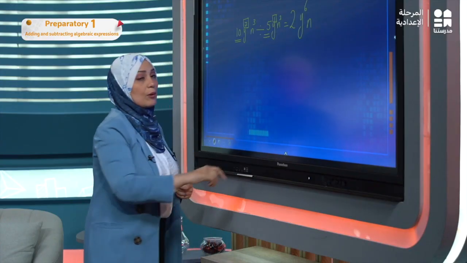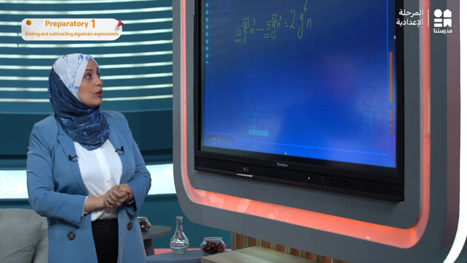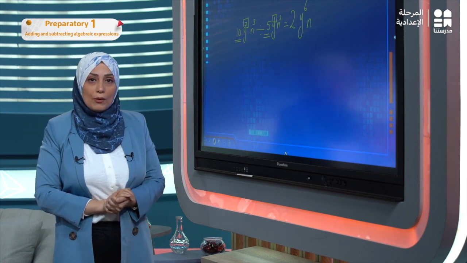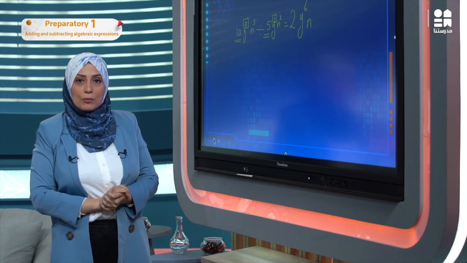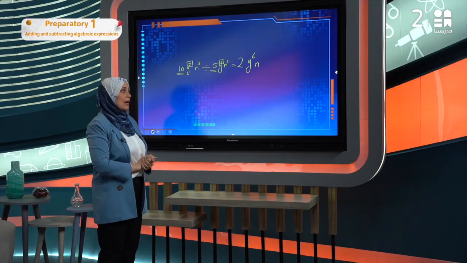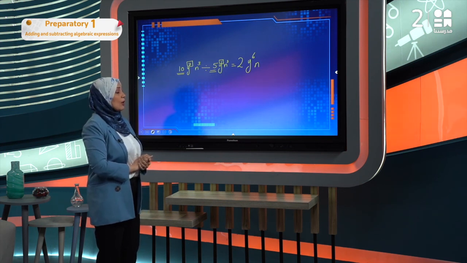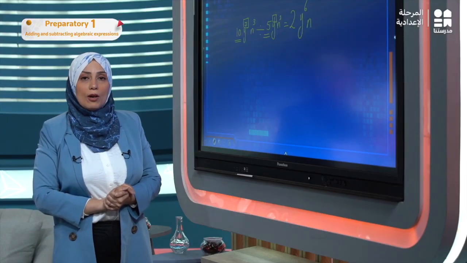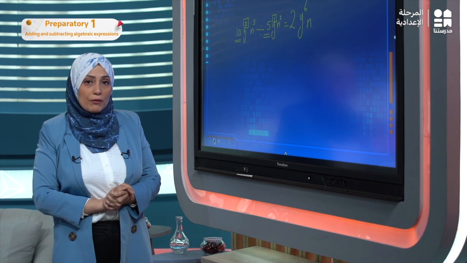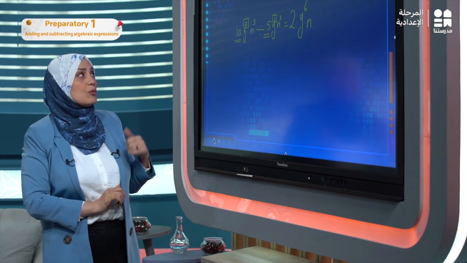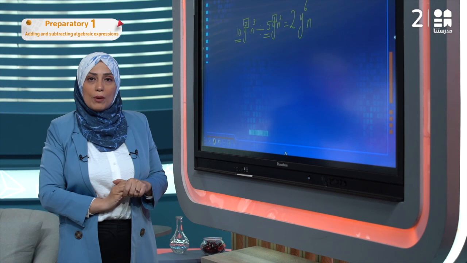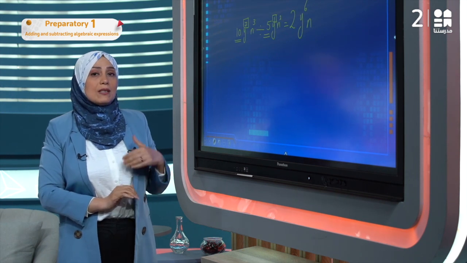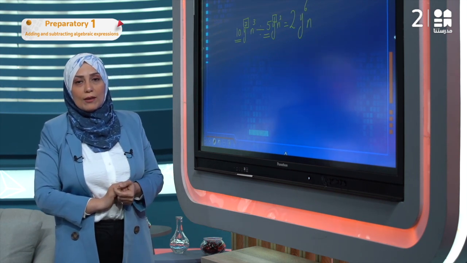So let's make our brief summary for today's lesson. We talked about adding and subtracting algebraic expressions, and we said we have to add and subtract the coefficients for the like terms. In multiplying and dividing terms, we multiply or divide the coefficients, but for the exponents we add when we multiply, and we subtract when we divide the like terms.